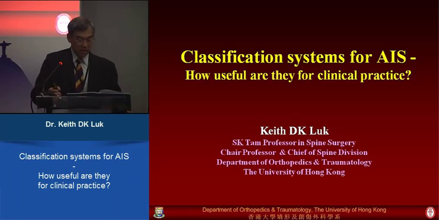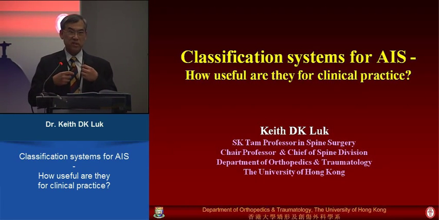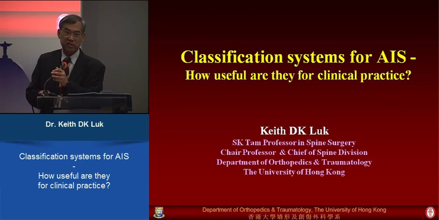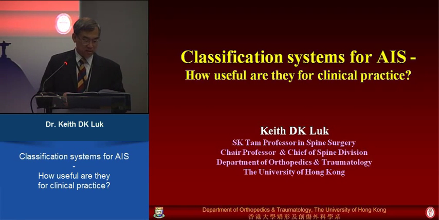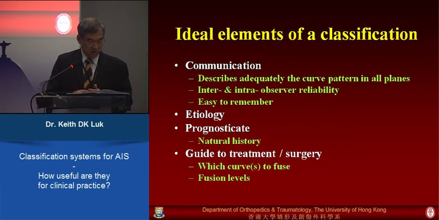Right. I think we all know there are so many classifications in orthopedics: fractures, classifications, different parts of the body. You've got 20 classifications of fracture of the shoulder and so on and so forth. But it's not a problem if it means something to us that can help our clinical practice. So the ideal classification should be able to serve a few functions.